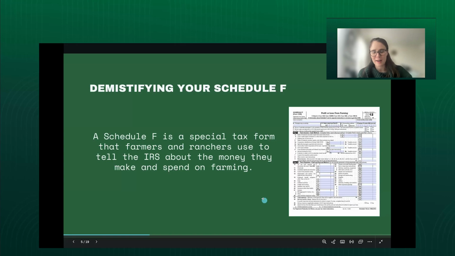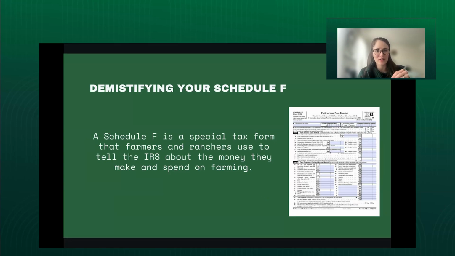pages front and back. It's fairly straightforward on paper, but then when you get into the weeds, you realize, man, it is actually helpful to have a financial expert or a software program or a farm accountant helping me understand what each of these lines mean. That's how I think about it.